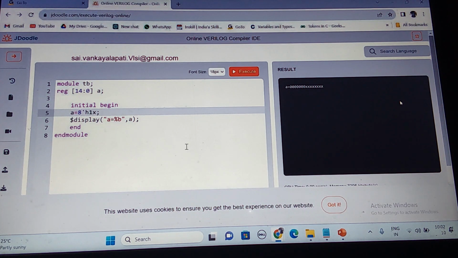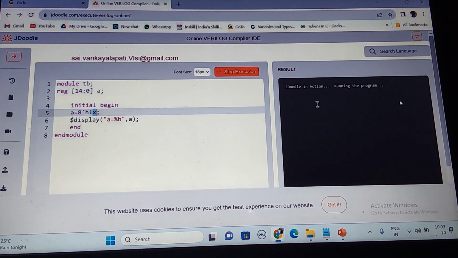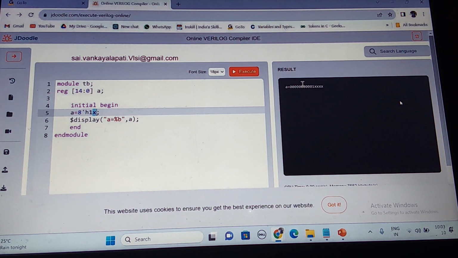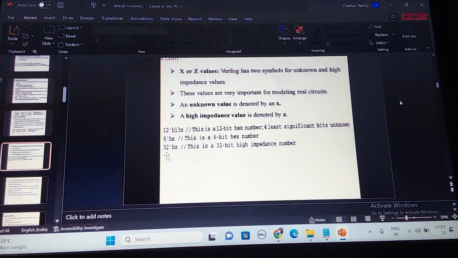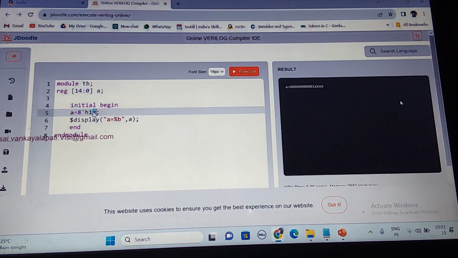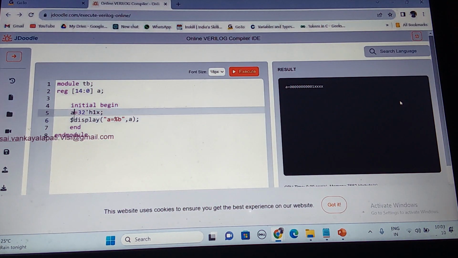If I give 1x and represent this in binary, each hexadecimal digit represents 4 bits. So 1 means 1, 0, 0, 0, and the rest of the bits will be zeros. Did you understand this example? Now coming to the next example. What is this, 32'hZ? This is a 32 bit impedance number. Z means impedance. This is 32 tick, and the value of this is nothing but Z.